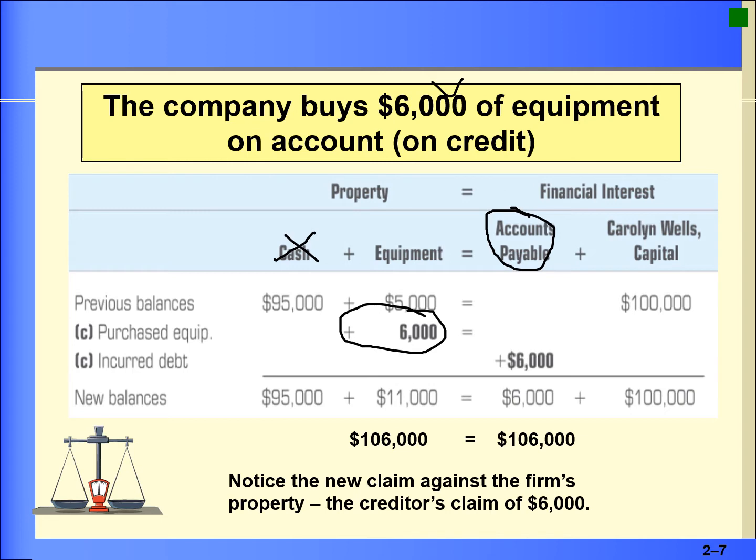So since cash isn't affected, something over on the right side has to be affected. And of course, credit is debt. So notice you show an increase of 6,000 there. And that would be your balance. You got a plus 6,000 here and a plus 6,000 there.